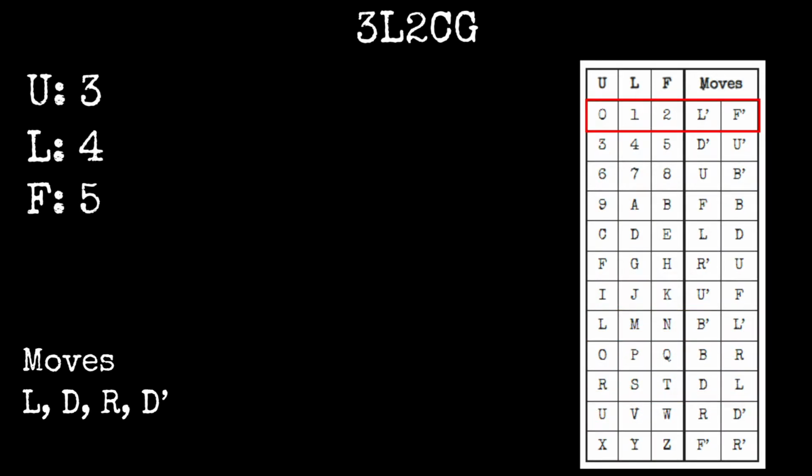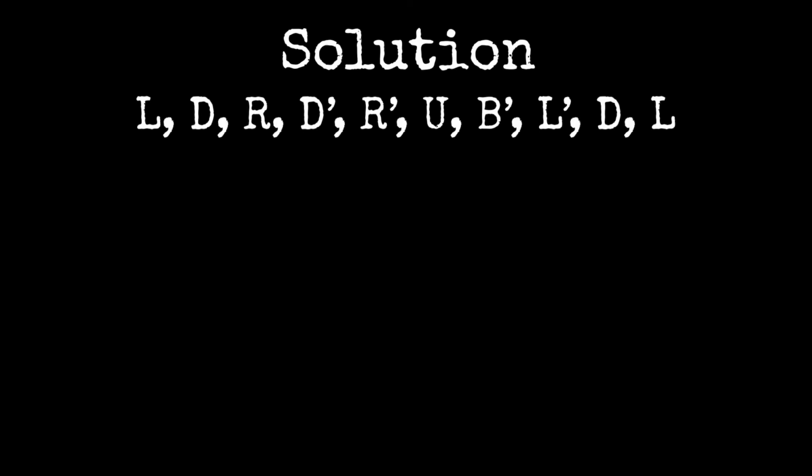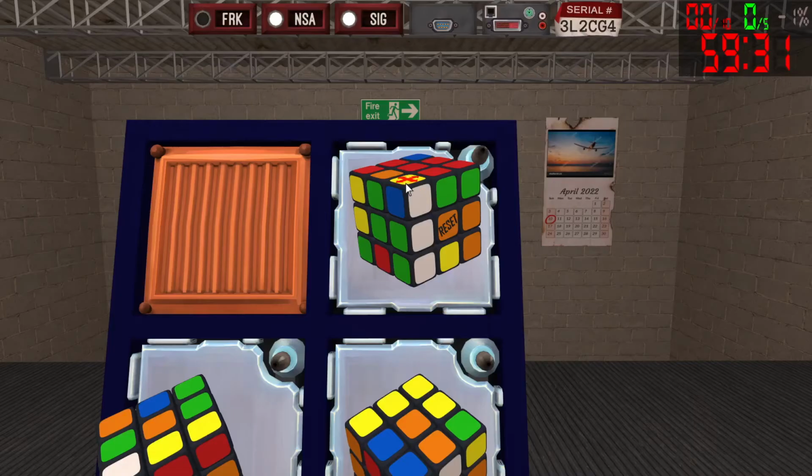2 is in the F column. Moving down 5 rows gives us R prime and U. C is in the U column. Moving down 3 rows gives us B prime and L prime. Finally, G is in the L column. Moving down 4 gives us D and L. This means our solution is L, D, R, D prime, R prime, U, B prime, L prime, D, and L.